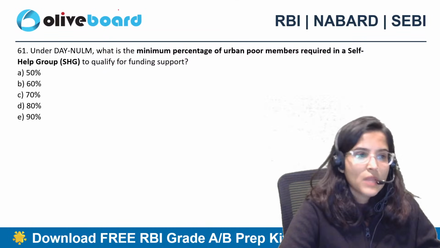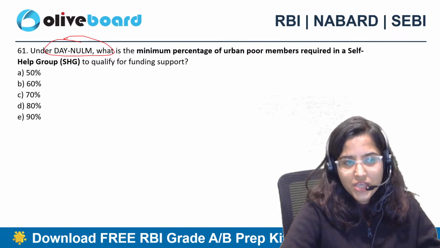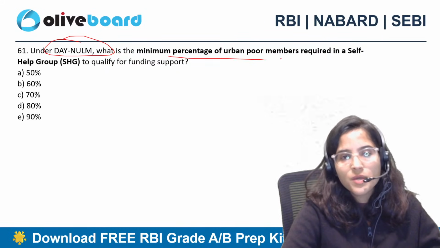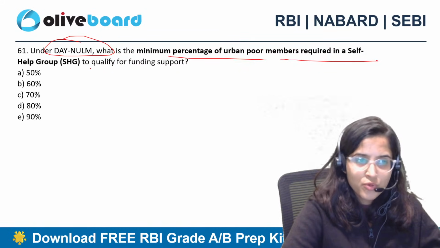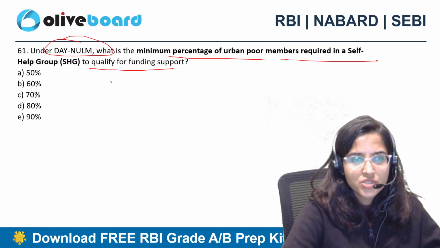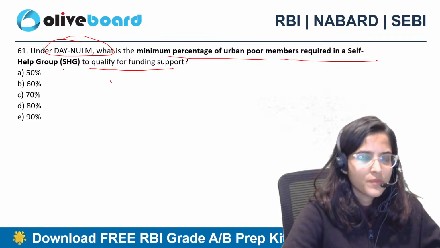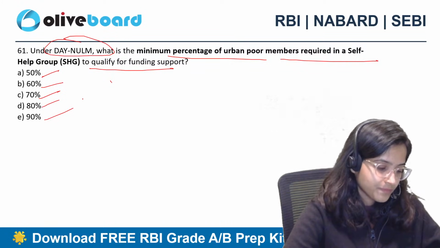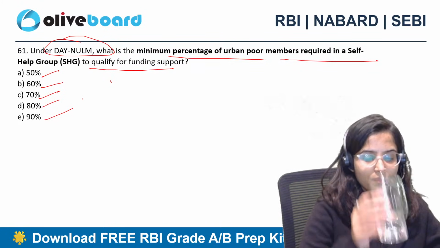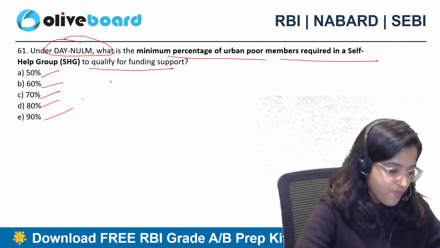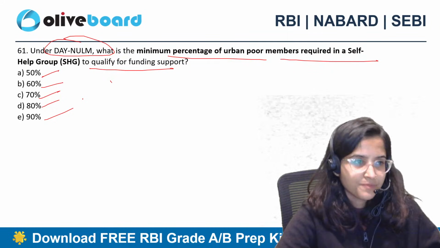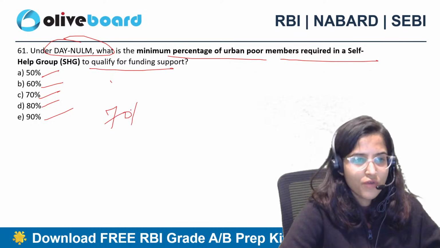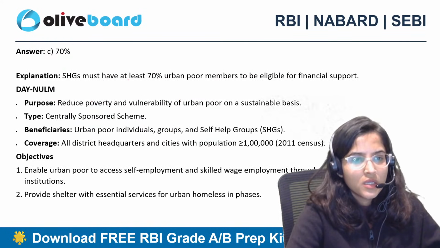Very good. Under DAY-NULM, National Urban Livelihood Mission, what is the minimum percentage of urban poor members required in a self help group to qualify for funding support? 50%, 60, 70, 80, 90? 61A is not correct, it should be 70%, not 50%, remember.